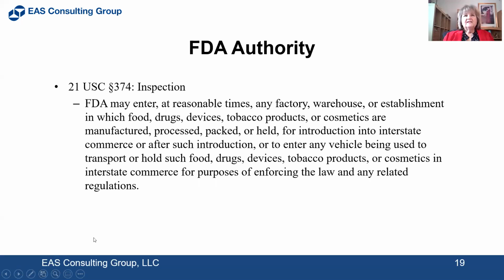The FDA has to establish authority. One of the first sets of documents they will ask for when they come to do an inspection is your distribution records. They want to establish that you are engaged in interstate commerce. Once they've done that, this regulation applies, which defines that the FDA may enter at reasonable times any factory, warehouse, or establishment in which food, drugs, devices, tobacco products, or cosmetics are manufactured, processed, packed, or held for introduction into interstate commerce. That's the main part they're looking for.